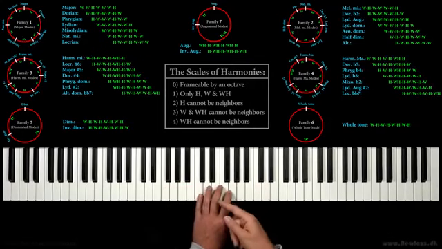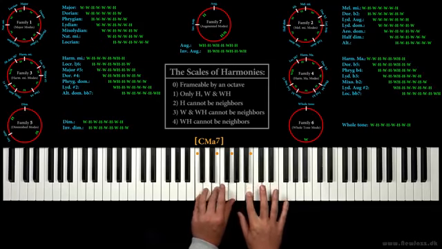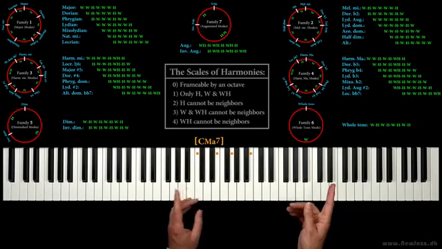Now, look at the major scale. On what 7th chord can we use this scale? Well, we simply just pick out every second note. And we got the C major 7th chord. We can do that approximately on every scale above.